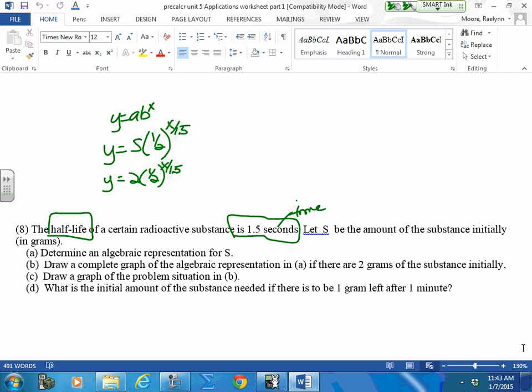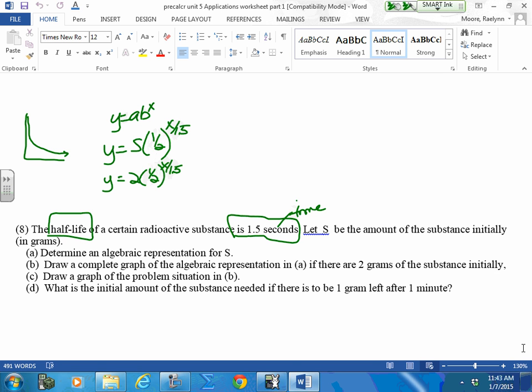So again, you're decreasing. You know you're going down, so you know it's going to look like this anyway. You almost know what it's going to look like. An increasing versus a decreasing, they all work the same. Now, draw a graph of your problem situation. Problem means your situation only can exist in quadrant 1. What is the initial? Then they changed it on you.